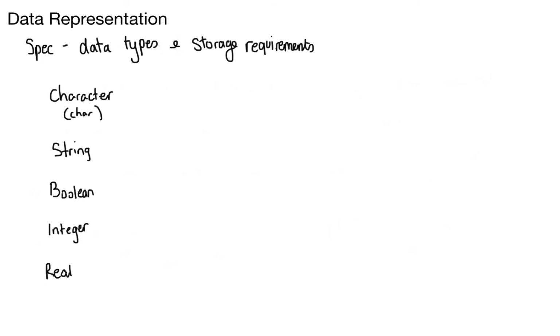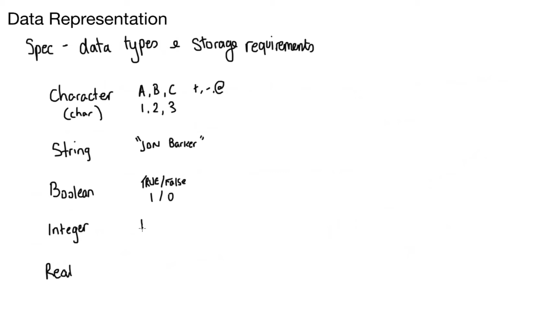So a character is a single character. It's as simple as that. So we have an A, it could be a 3, it could be a plus symbol or an at symbol, and that is simply it, but it must be a single character. A string is a string of multiple characters. Usually you can tell a string by its speech marks. A boolean is a true or a false.